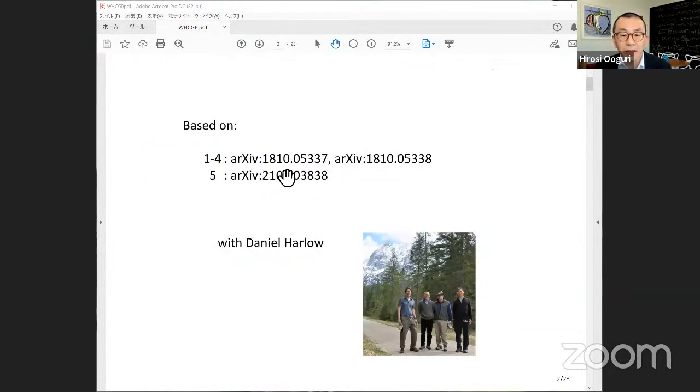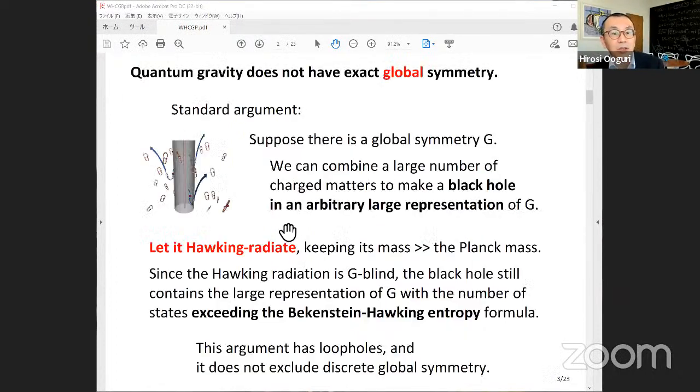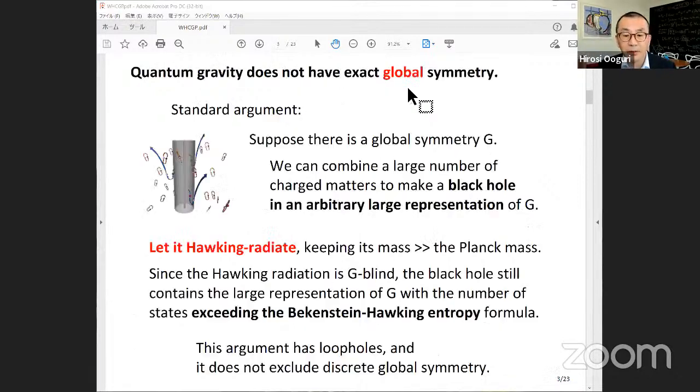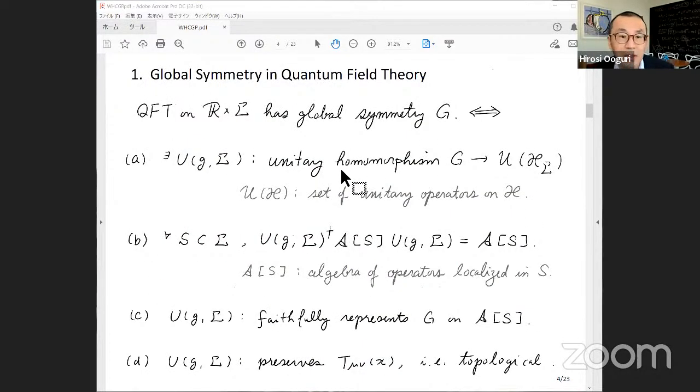So that was one of the motivations for this work that I did with Daniel earlier, to show this in a more precise way in the context of the AdS/CFT correspondence. But before we do that, I'd like to discuss symmetry in quantum field theory without gravity. Because we would like to define what we mean by symmetry on the CFT side too.